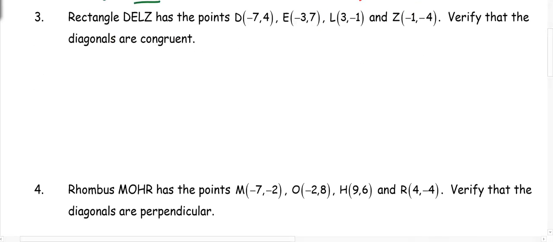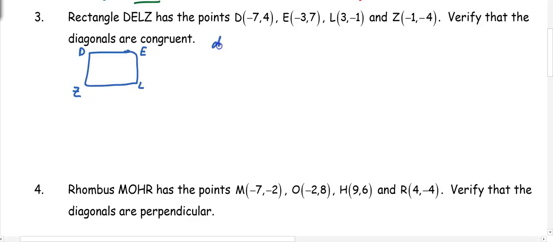Number 3, rectangle DELZ has the points. Verify that the diagonals are congruent. So in this case, we have a rectangle, and we know it's a rectangle. We know that D, E, L, and Z. We need to know that they're congruent. So to know that they're congruent, they have to have the same length. So we're going to use the distance formula.